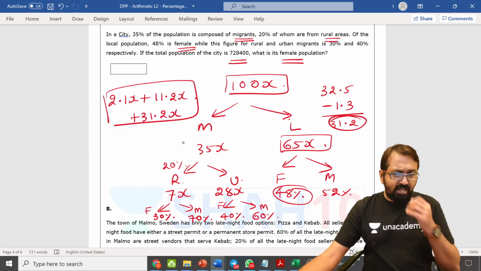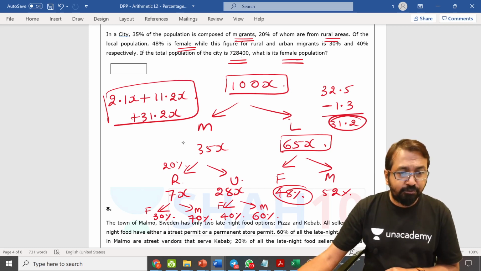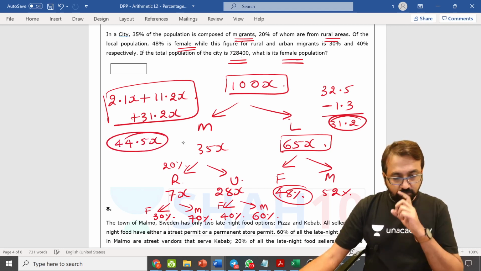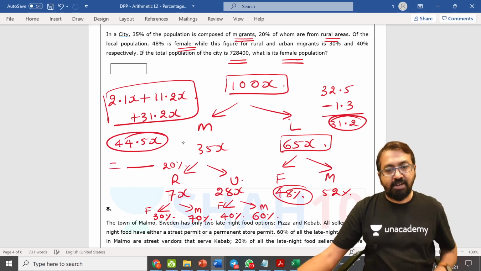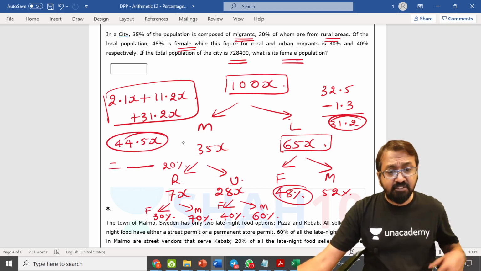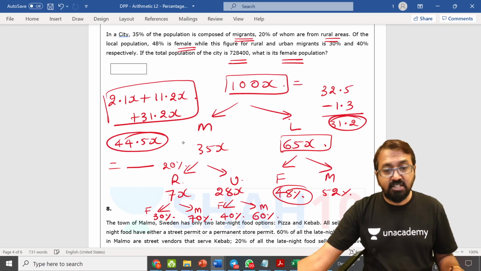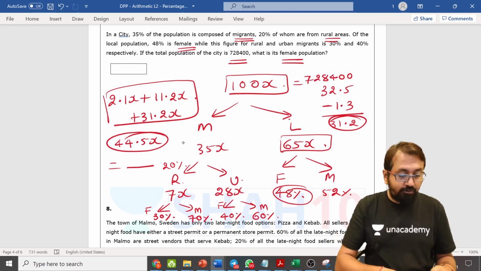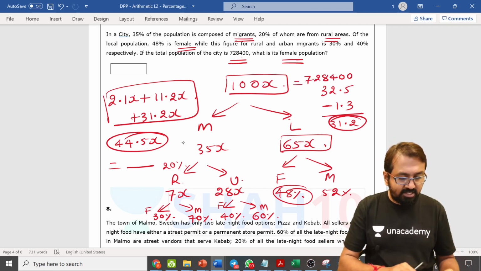Now this is the total female population. So if you just check, it will come out to be 42.4 plus 2.1. So it will be 44.5x. So we need to find out the value of 44.5x. We are given the value of 100x, which is given as 728400, and we need to find out the value of 44.5x. So let's quickly understand what will be this value.